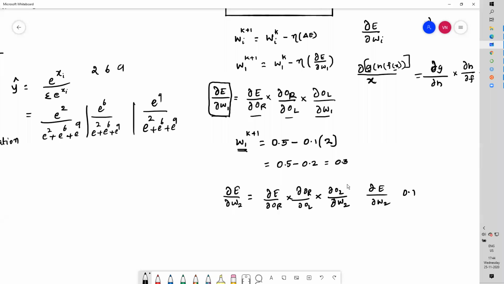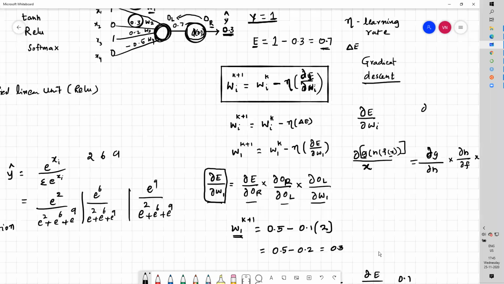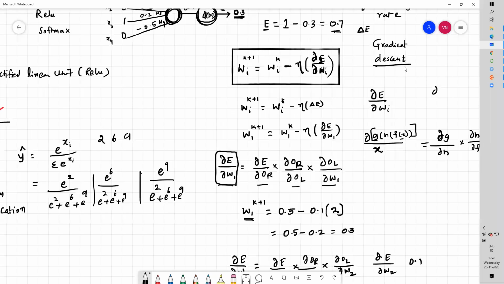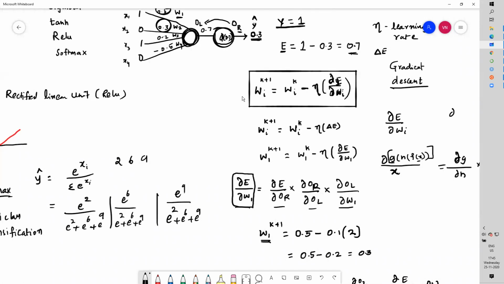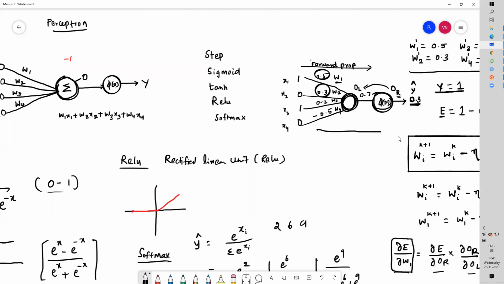Let's say this is 0.1. Now, W2 at k plus 1 is equal to the W2 value from the first iteration, which is 0.3. So 0.3 minus 0.1, the learning rate is fixed, times 0.1, which is 0.01. So 0.3 minus 0.01 is going to be 0.29. Like this, we will update the weight W3 for the k plus 1 iteration, and the weight W4 for the k plus 1 iteration. Then again, do the forward propagation. This one, taking the error back to update the weights, is called backprop or backward propagation.